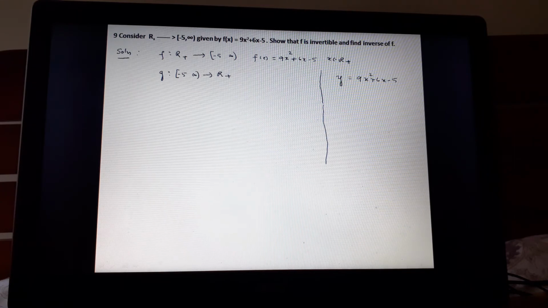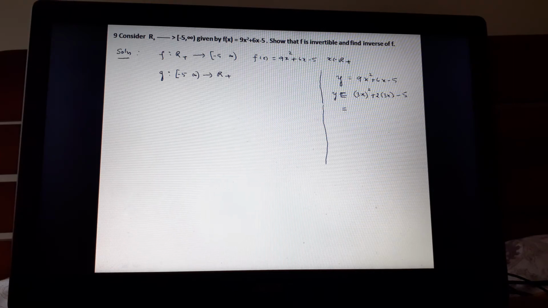In order to get the inverse function, x should be expressed in terms of y. Therefore, y plus y will be equal to 9x square. I will write (3x) whole square plus 2 into 3x minus 5. Now if you look at these two, a square plus 2 into a, b is 1 actually.